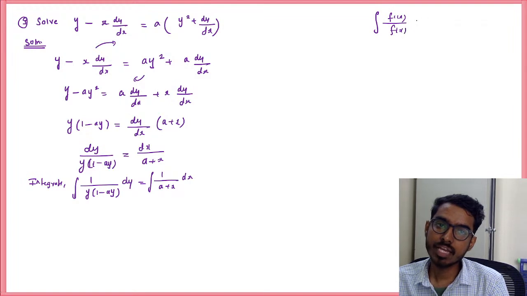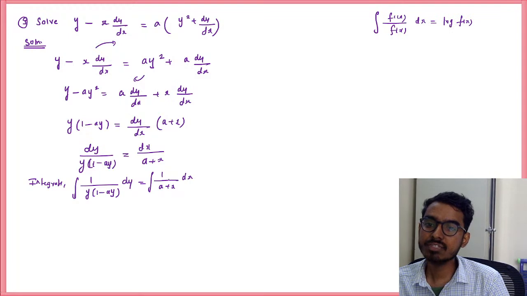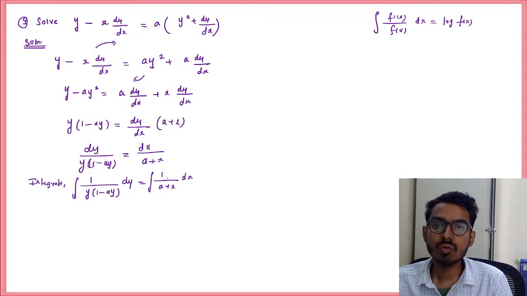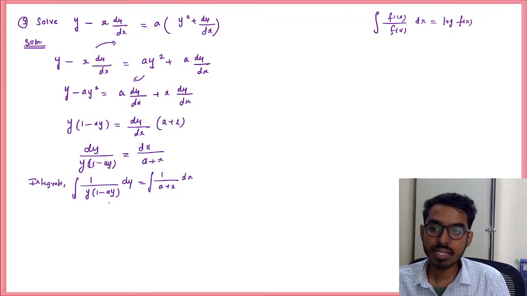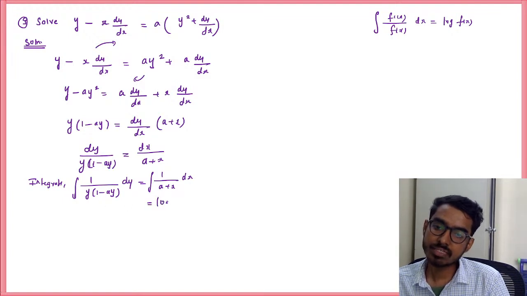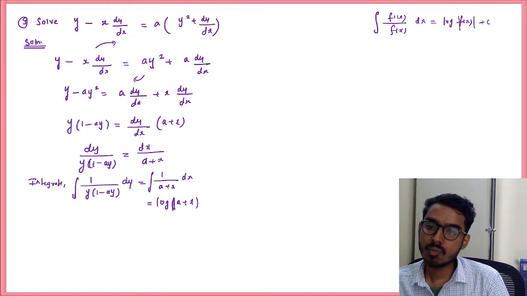Integration of f dash of x by f of x dx is log f of x. You can see the derivative of a plus x is what? 1. A is constant here. So the derivative of a plus x is 1, which is in the numerator. So I can write this as log of mod a plus x, or mod f of x, plus c.